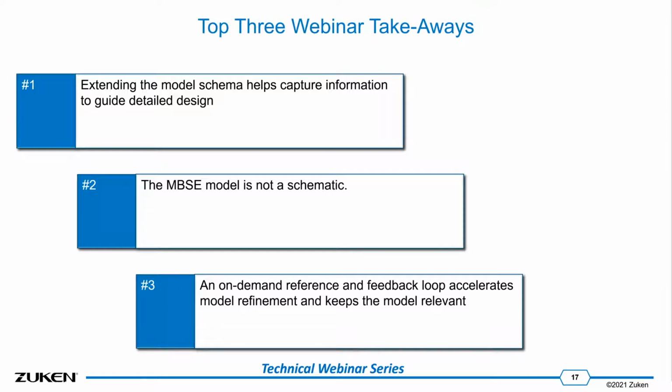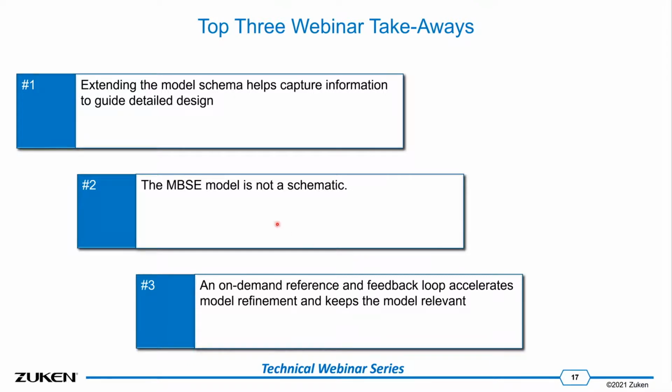So top 3 things I'd like to leave you with before we get into the questions is what we found is extending the model schema helps capture the information to guide detailed design. The extensibility of Vitech GENESYS modeling schema was essential for us to capture the ECU information, the signal information. It also was pivotal in us making sure that we can handle reuse blocks and pre-configured parts, such as the gimbal, which had a fixed connector, and for easily managing those signals between different subsystems and components.